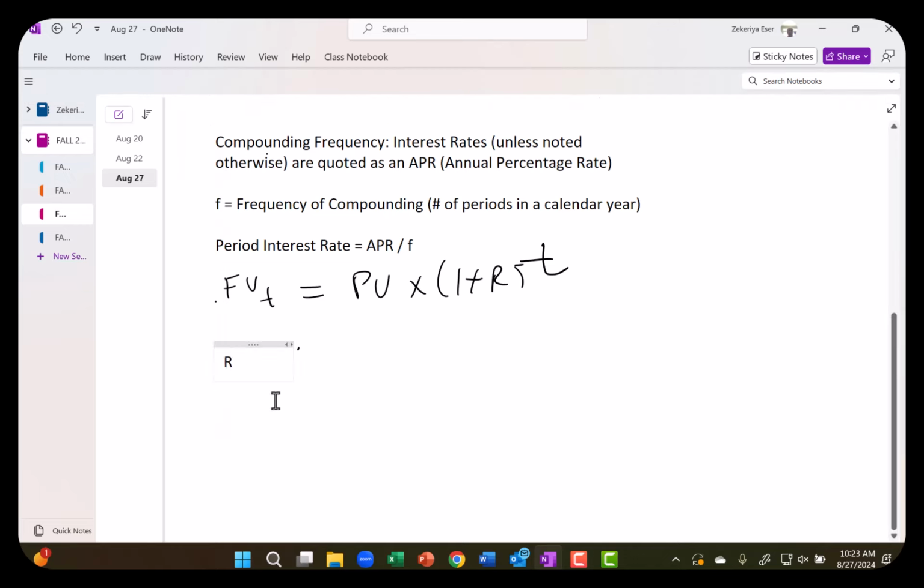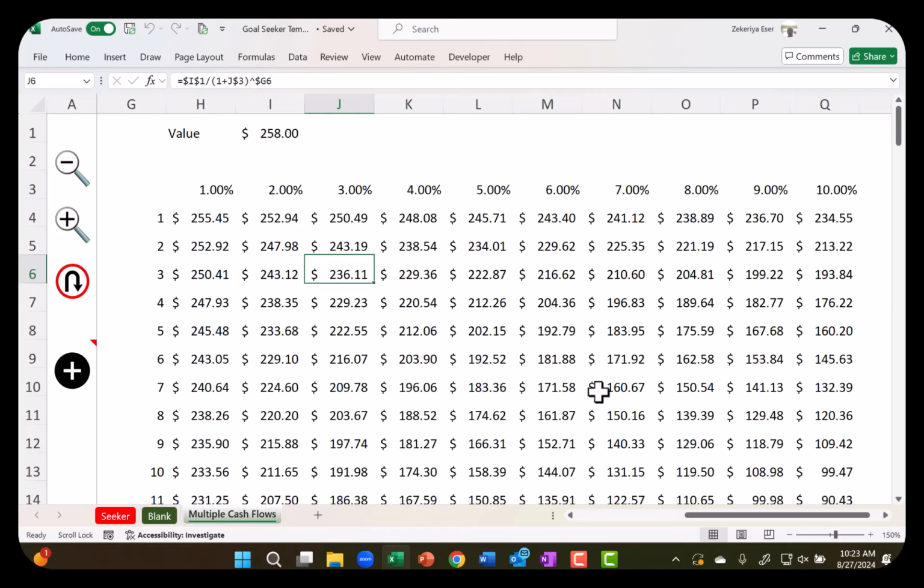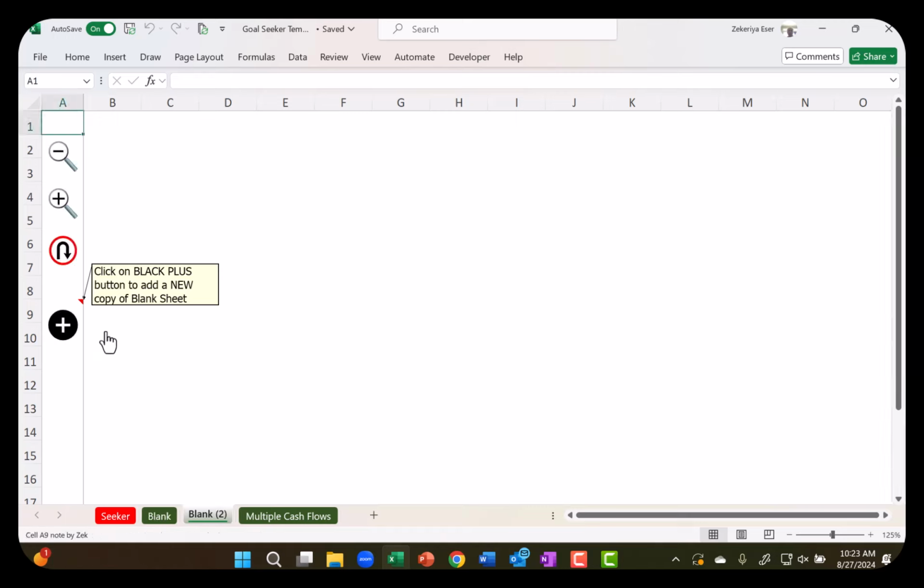solving that for R, it's going to be FV divided by PV raised to the power 1 over T and minus 1. Okay. There is an Excel function that will calculate it, but suppose this is what we need to do. Let me get another blank sheet.